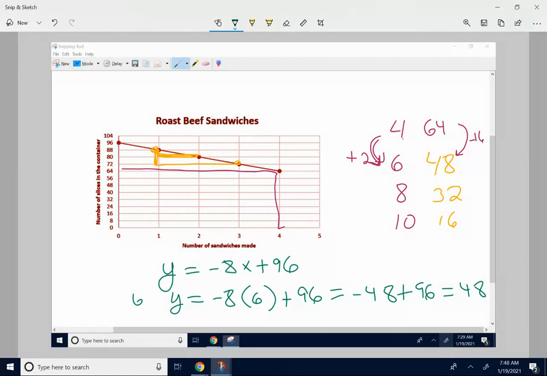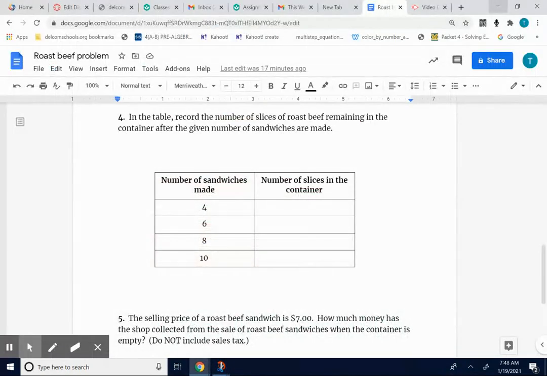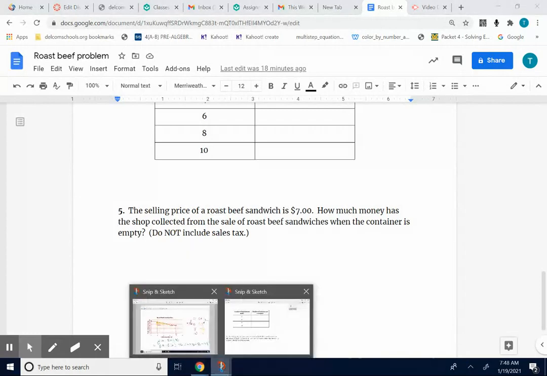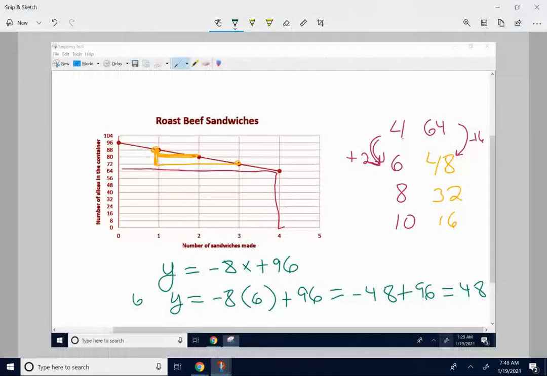Okay, the last question. It says the selling price of a roast beef sandwich is $7. How much money has the shop collected from the sale of roast beef sandwiches when the container is empty? Let's go back to that. We want to know when the container is empty. Well, we don't know when the container is empty yet.